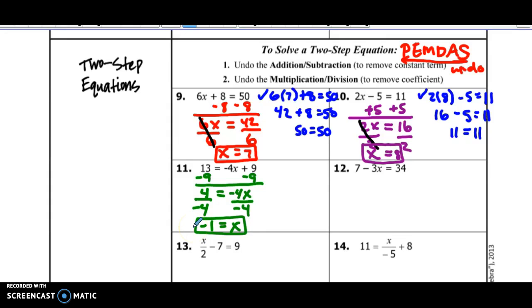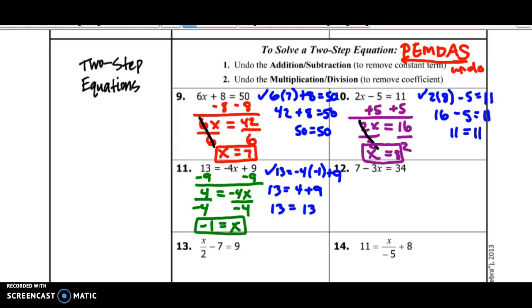Let's go ahead and check our work though, just to make sure that we've solved correctly. So I'm going to substitute negative 1 back into my equation for x. So I have negative 4 times negative 1 plus 9. Negative 4 times negative 1 is positive 4. And 4 plus 9 equals 13, so it checks out.